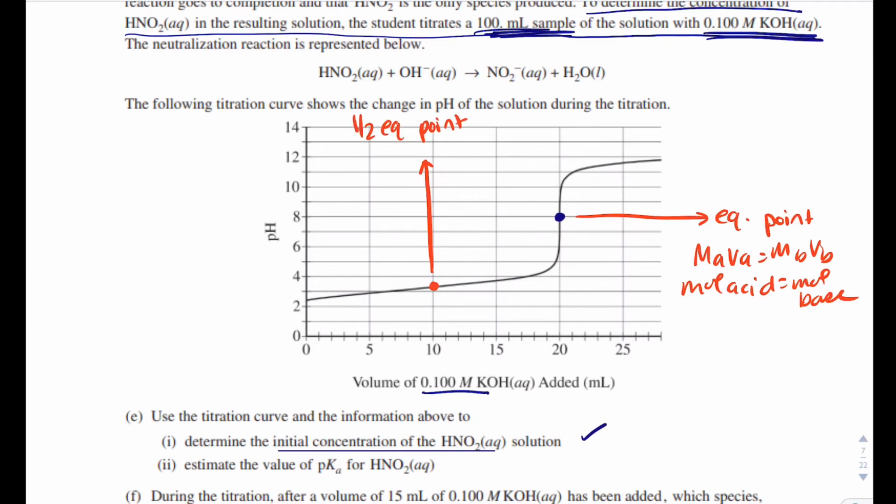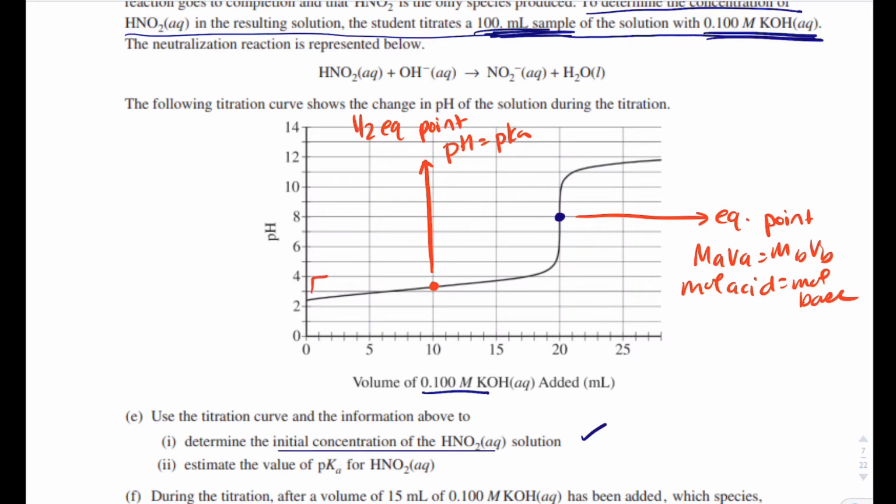At the half equivalence point, pH equals pKa because your conjugate base and your acid concentrations are the same, meaning that that fraction there is 1. The log of 1 is 0, and so pH equals pKa.